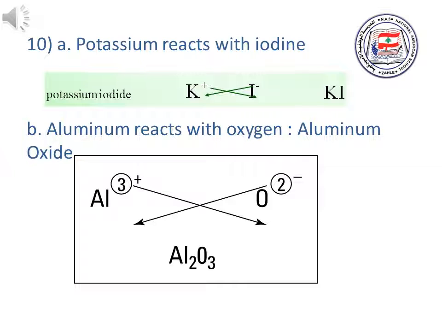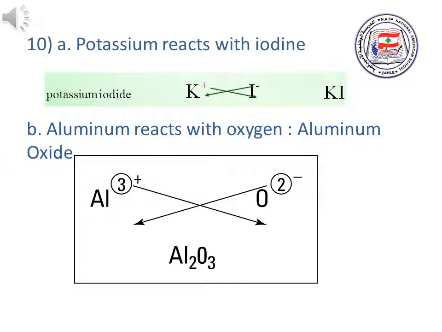Number 10A, determine formulas of the ionic compounds formed when potassium reacts with iodine. Potassium belongs to group 1A, so its charge is +1. Iodine belongs to group 7A, so its charge is -1. So we do the crisscross method and the formula is KI. How do we name it? As I said before, we write the name of the cation first, next to it the anion. So potassium iodide.